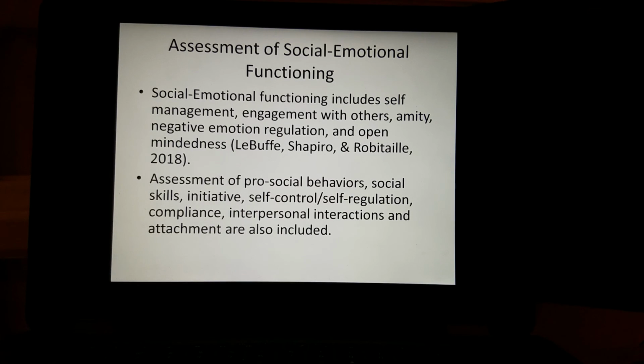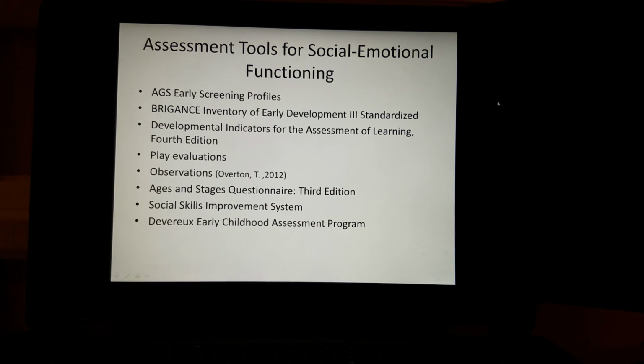So when we look at assessment of social emotional functioning, you are thinking about self-management, engagement with others, amity, negative emotion regulation, and open-mindedness. And you want to assess pro-social behavior, social skills, initiative, self-control, self-regulation, compliance, interpersonal interactions, and attachments. So some tools that you would use, some of the same tools that you use for physical development screening and for the younger children include social emotional area.